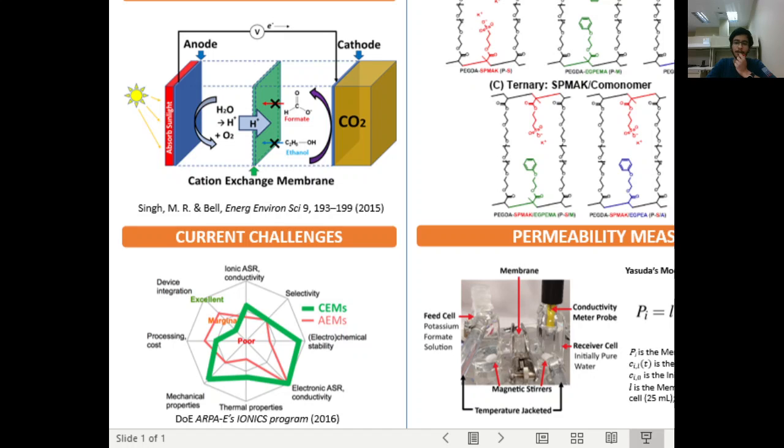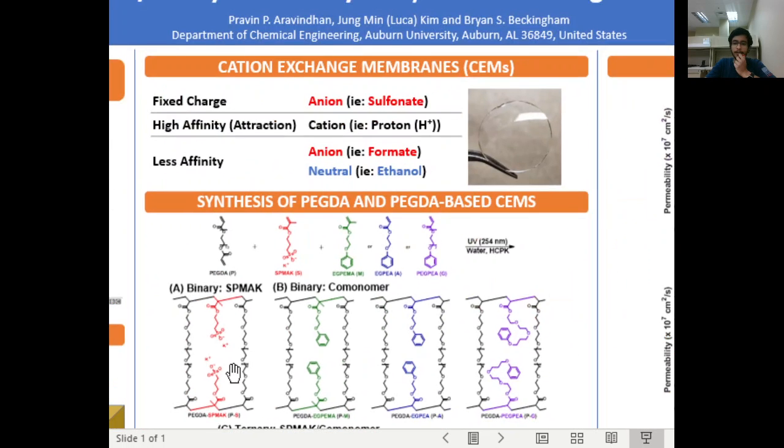exchange membranes. So now we are planning to prepare model cation exchange membranes, which are PEGDA based, where PEGDA is acting as a cross linker, while there are other co-monomers such as sulfonated and uncharged co-monomers, which can effectively tune the properties of this membrane.